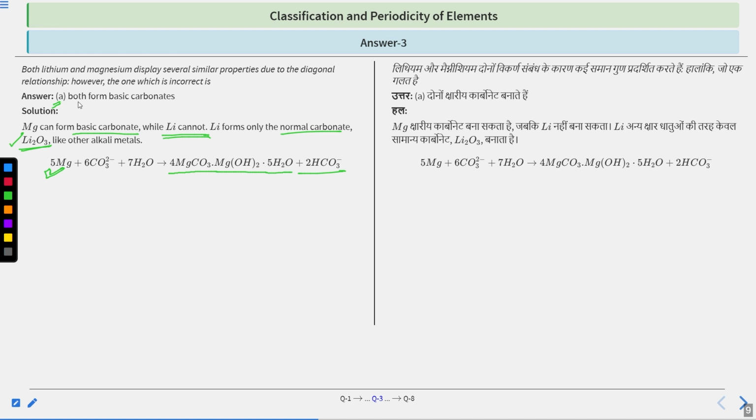So option A is the correct answer because this statement, both form basic carbonates, is incorrect, and we have to find out the incorrect one. Thus our option A is the correct answer.